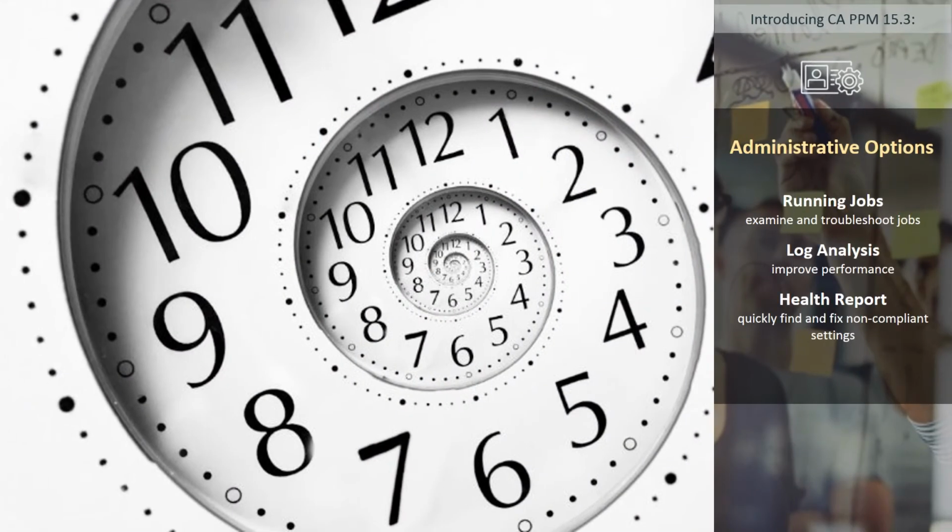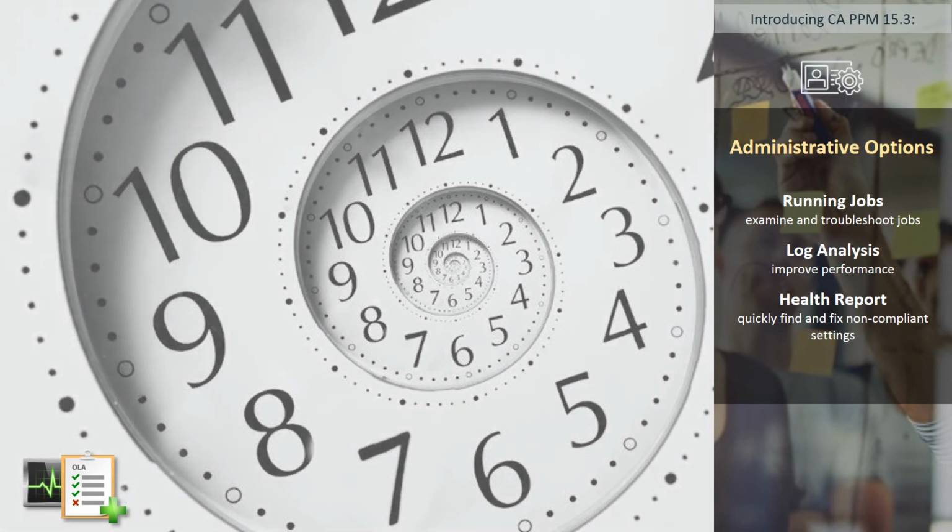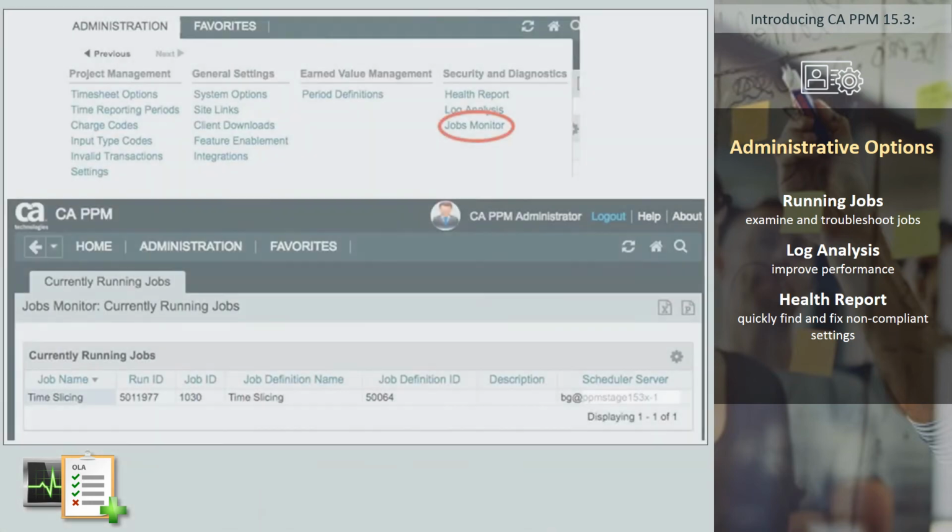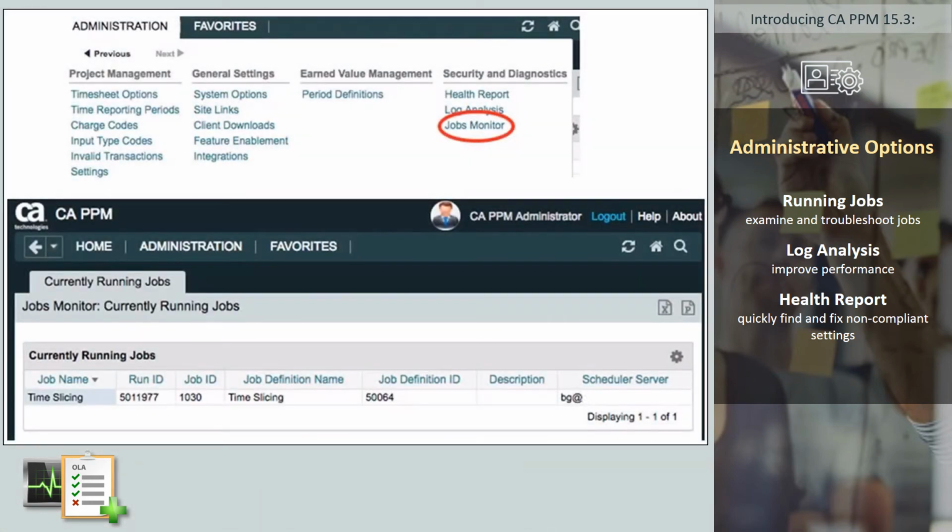And let's not forget about the countless hours you'll save with the new health reports. The legacy CSA health report has been superseded by a completely new series of security and diagnostics features to support smooth operations. A new job monitor shows the jobs that are currently running on each background server.